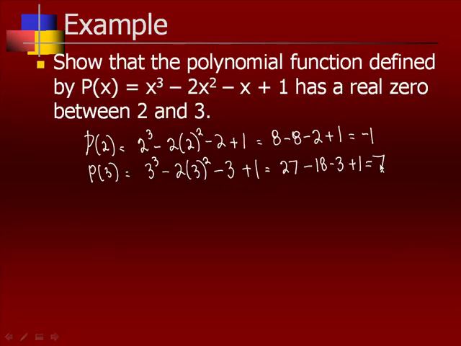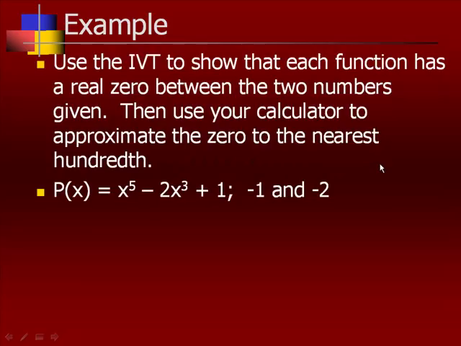So by the intermediate value theorem, if p of 2 is negative 1 and p of 3 is 7, because one is positive and one is negative, there is at least one zero between 2 and 3. Okay, use the intermediate value theorem to show that each function has a real zero between the two numbers given. Then use your calculator to approximate the zero to the nearest hundredth.